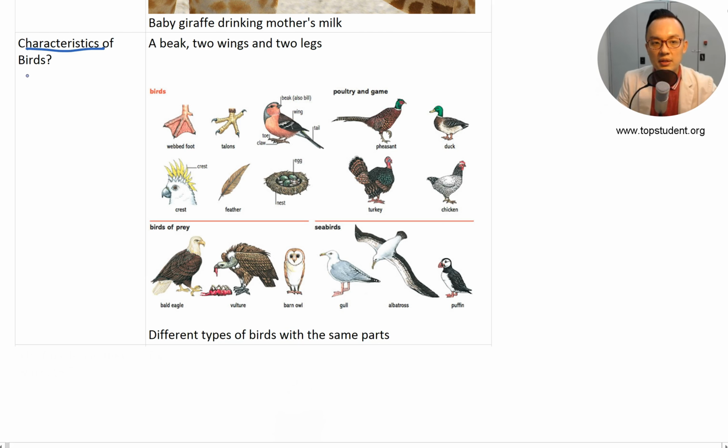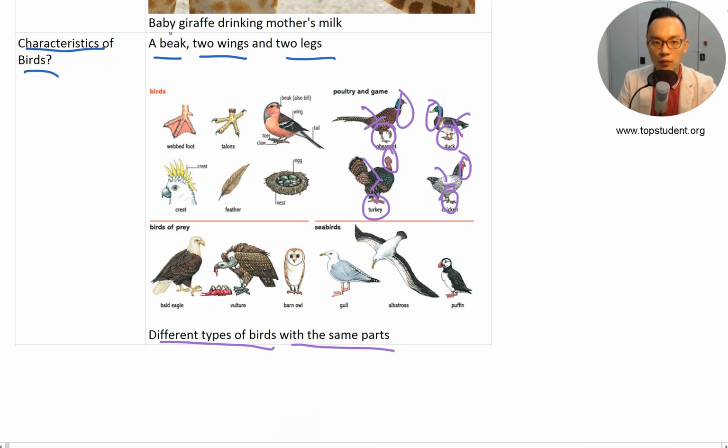So what are some characteristics of birds? They have one beak, two wings, and two legs. Over here I have a large number of different types of birds, and you can see that they all have two legs, one beak, and two wings, one wing, two wings. So there are many different types of birds with the same parts, which is one beak, two wings, and two legs.